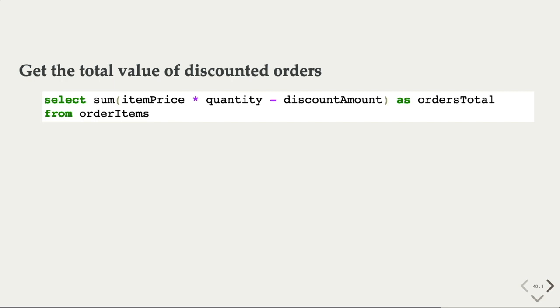If you want to run a sum of the order value, you do want to do some calculation before you sum them up. So here is a formula where you have the item price times quantity minus discount amount as the order's total from the order items. This sum is a sum of this particular formula, and you can run it. So it's about more than just one column here.